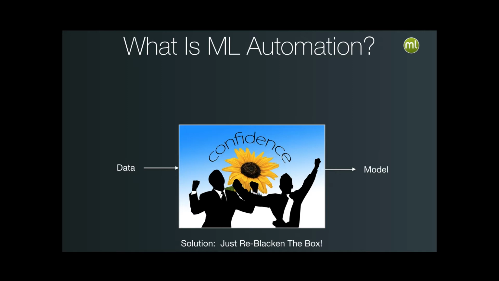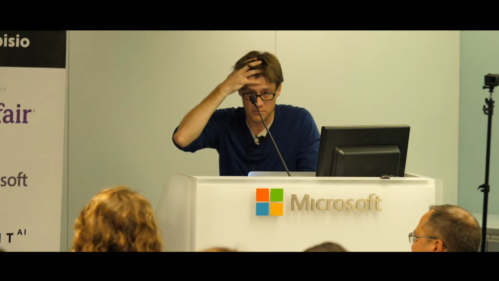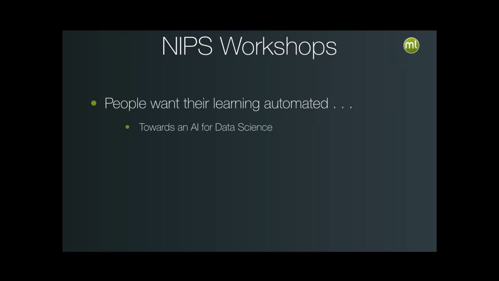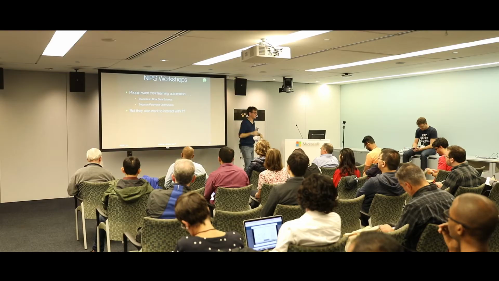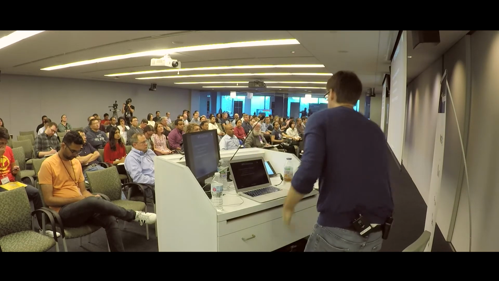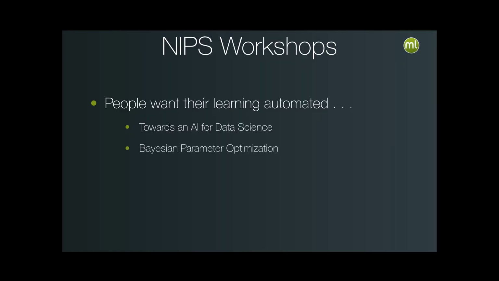And so I was at NIPS last year, and I went to a bunch of the NIPS workshops, and there was kind of a running theme where people wanted their learning automated. So there was a bunch of workshops like AI for data science and Bayesian parameter optimization, where people were talking about trying to automate away this drudgery that I was talking about before, the parameter selection, the algorithm selection, the various pre-processing steps, trying to make all that go away.